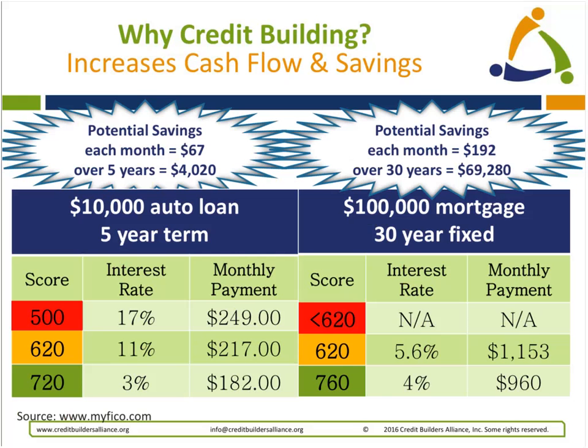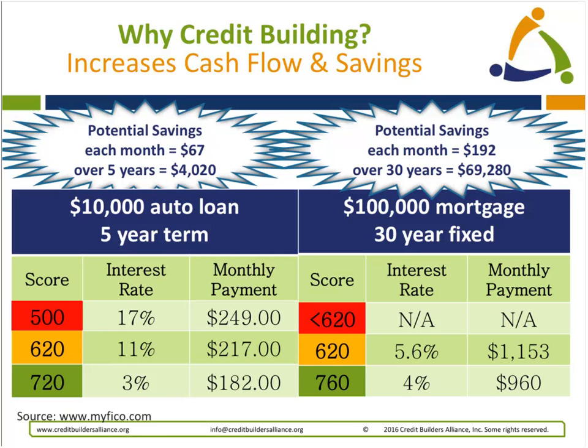When you have good credit, you're offered better loan rates. For example, an individual with a FICO score of 720 will pay over $4,000 less for a $10,000 5-year auto loan, saving $67 a month compared to somebody with a score of 500. And I'd wager that for any of us, $67 extra a month is nothing to sneeze at.